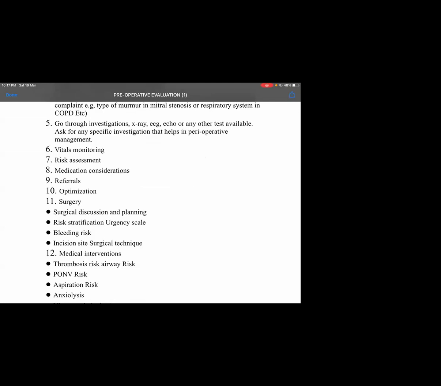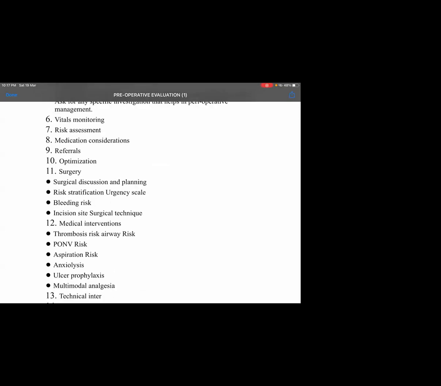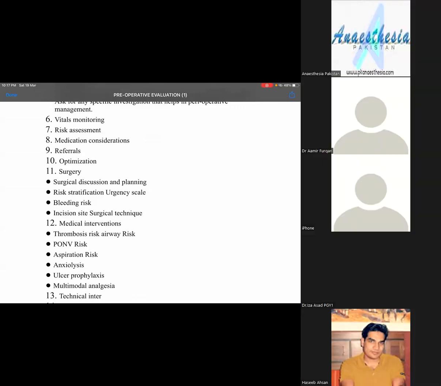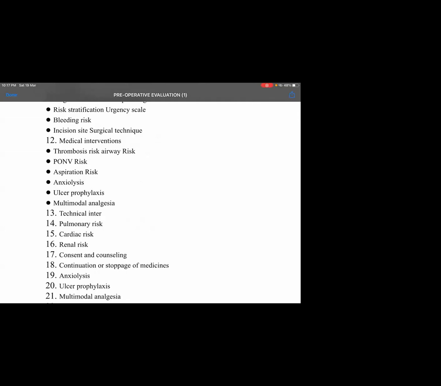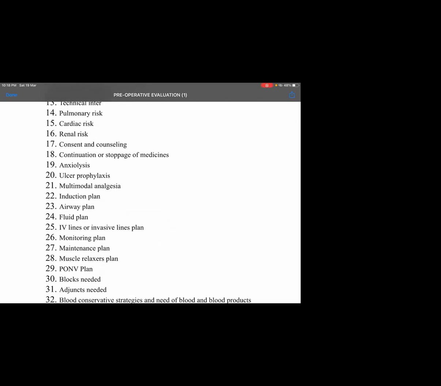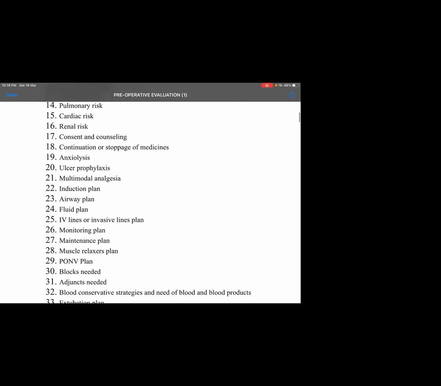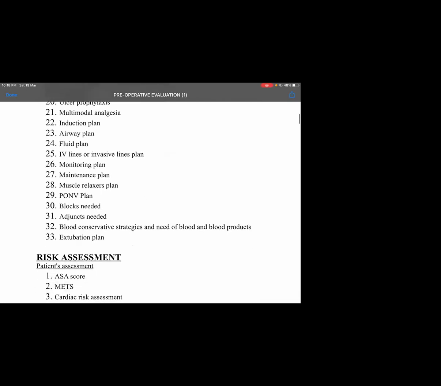Vital monitoring, risk assessment, medication considerations, referrals, optimization, surgery and further surgical discussion and planning, risk stratification, urgency scaling, bleeding risk, incision site, surgical technique, medical intervention, thrombosis, postoperative nausea, vomiting, aspiration, anxiolysis, ulcer prophylaxis, multimodal analgesia, pulmonary complications, cardiac risk, renal risk, consent and counseling, continuation and stoppage of medicines, induction plan, airway plan, fluid plan, IV or invasive lines, monitoring, maintenance, muscle relaxants, certain blocks, adjuncts, and blood products, and then at the end the extubation plan.